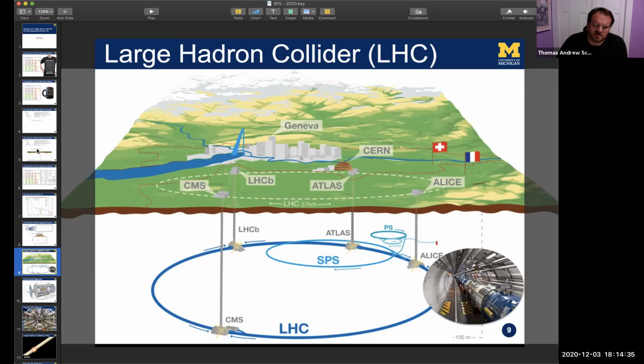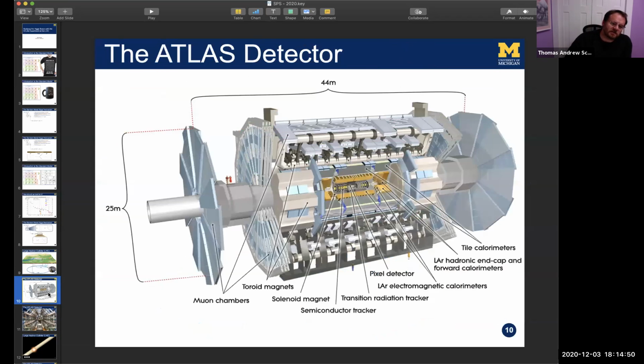So in this case, you can see that there are four of them: LHCb, CMS, ATLAS, and ALICE. The one that we work on in Michigan is the ATLAS experiment, which you can see kind of in the middle. The ATLAS experiment is a little bit hard to show pictures of, because it's this kind of deep cavern.